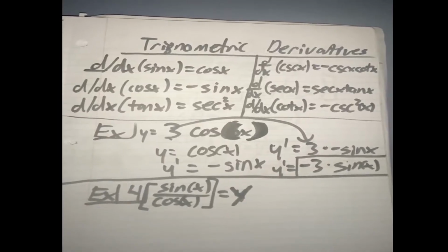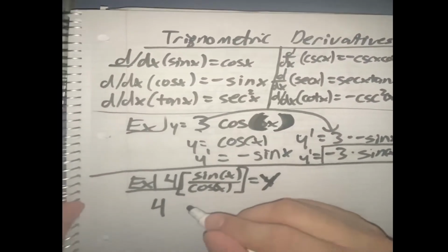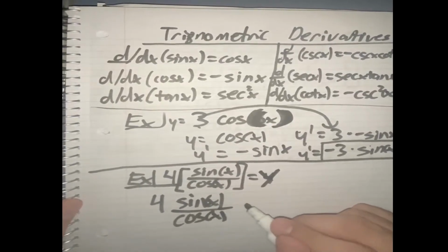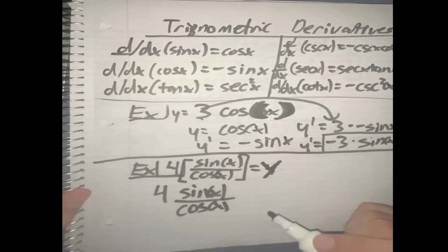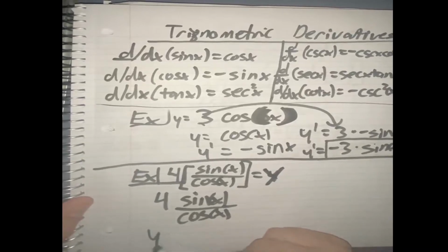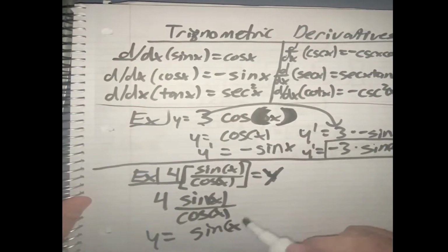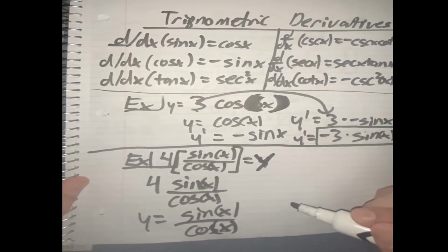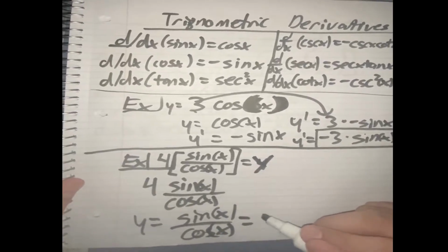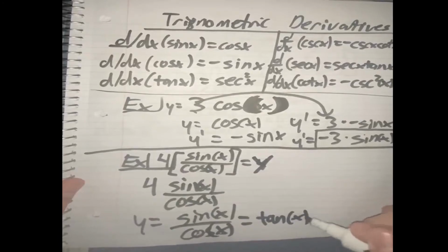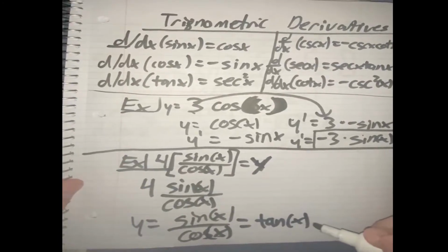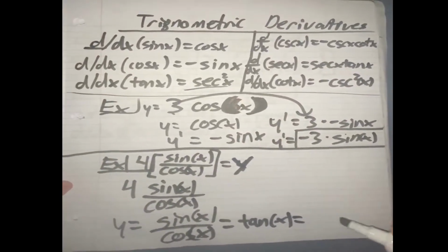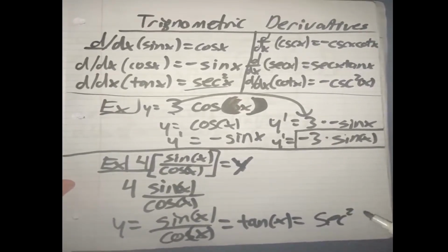So for the next example, here we have y equals 4 times sine of x divided by cosine of x. The first thing we're going to do is remove the 4 and solely focus on sine of x divided by cosine of x. Now, if you know your reciprocal identities, you know that sine of x divided by cosine of x is equal to tangent of x. And we know the derivative of tangent, as given to us by the rule of thumb, would be secant squared x.